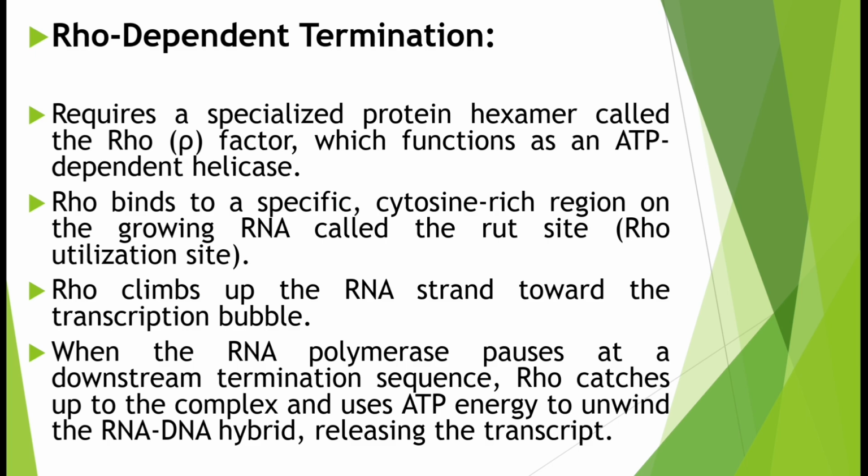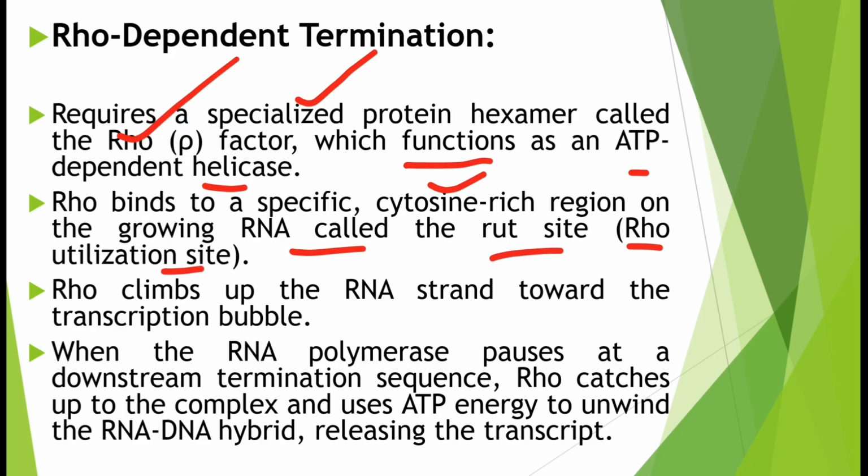Another method is rho-dependent termination. It requires a specialized protein hexamer called the rho factor, which functions as an ATP-dependent helicase. It binds to a specific cytosine-rich region on the growing RNA called the rut site, or rho utilization site. Rho climbs along the RNA toward the transcription bubble. When the RNA polymerase pauses at a downstream termination sequence, rho catches up with the complex and uses ATP energy to unwind the RNA-DNA hybrid, releasing the transcript.